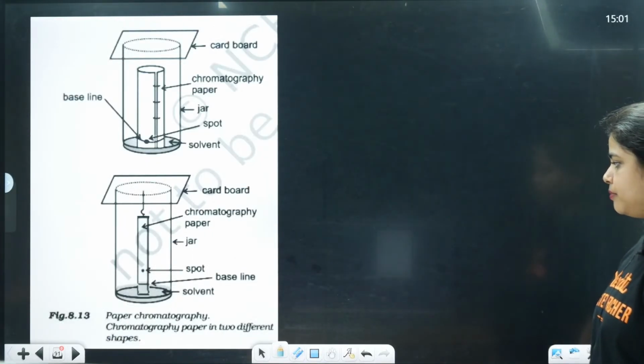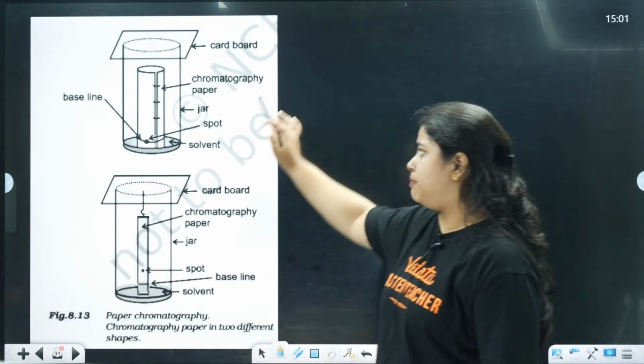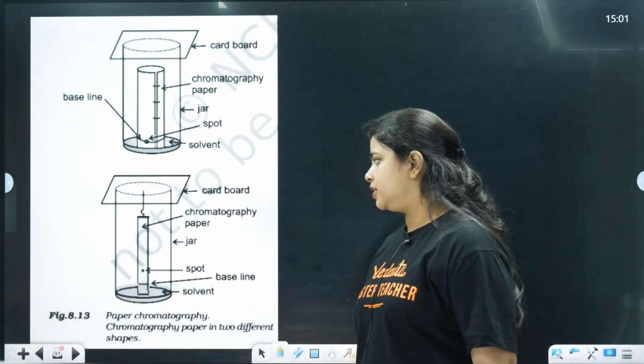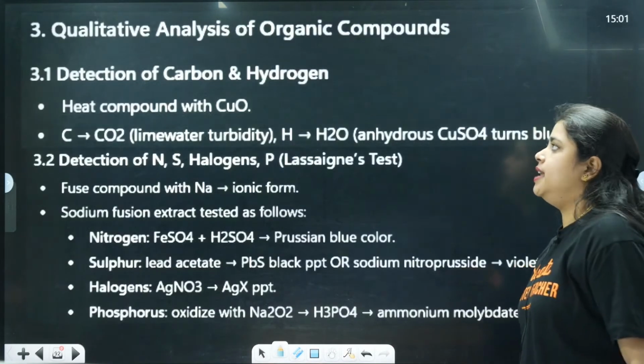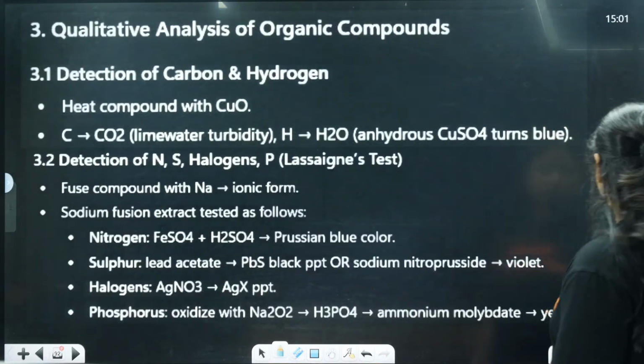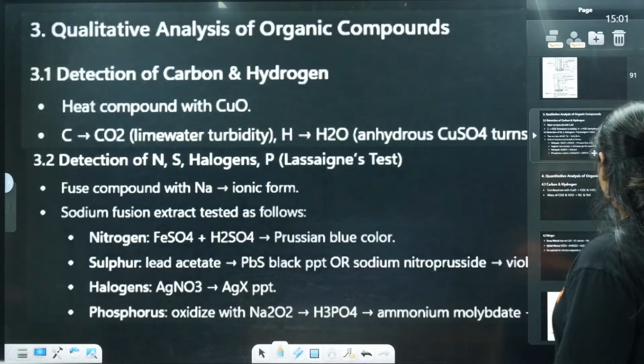Paper chromatography. There are two different shapes in paper chromatography. This is the chromatography paper, jar, spot, solvent. Just observe how it is moving. Next comes the qualitative analysis of organic compounds.